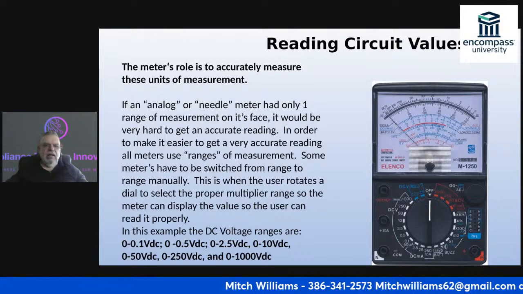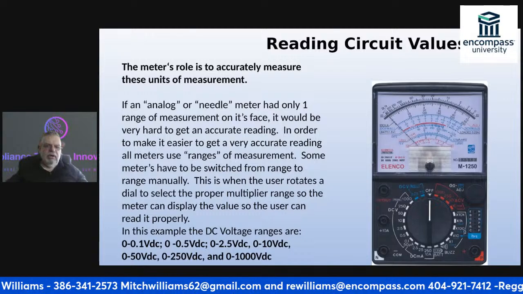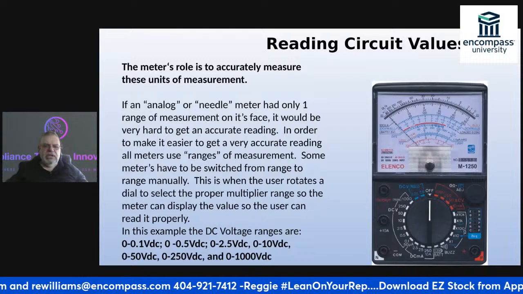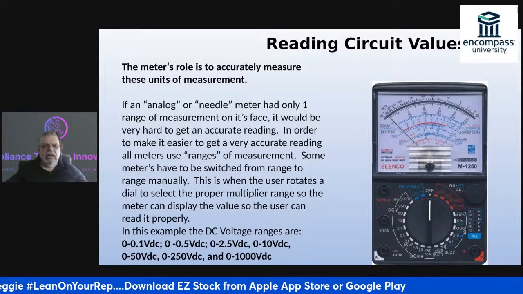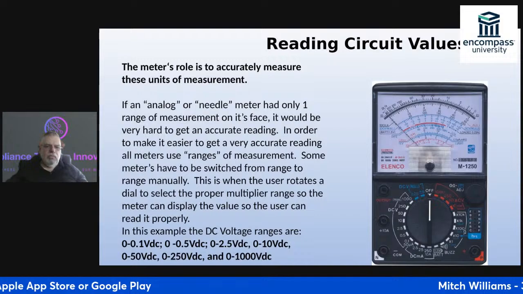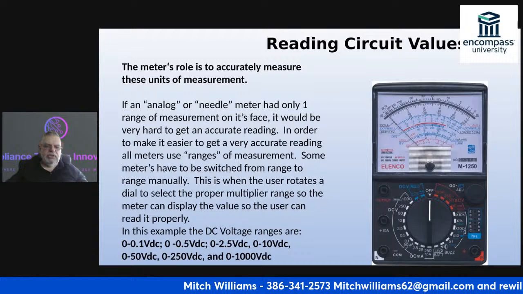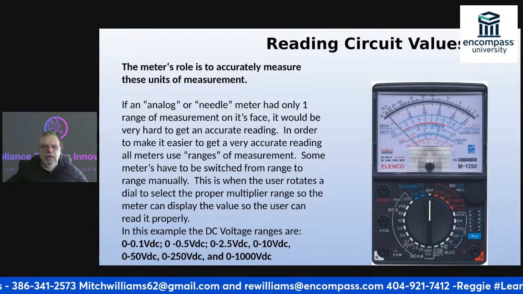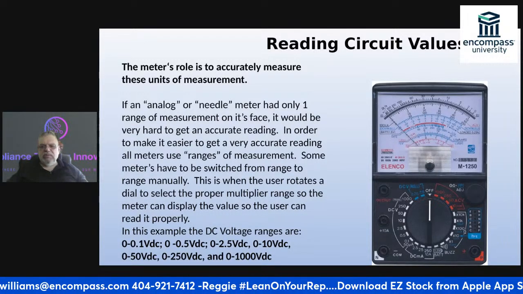If an analog or digital or needle meter has only one range of measurement on its face, it could be very hard to get an accurate reading. In order to make things easier to get a very accurate reading, all meters use ranges of measurement. Some meters have to be switched from range to range manually. This is when the user rotates the dial to the correct position, the multiplier range, so that it will display the correct value.